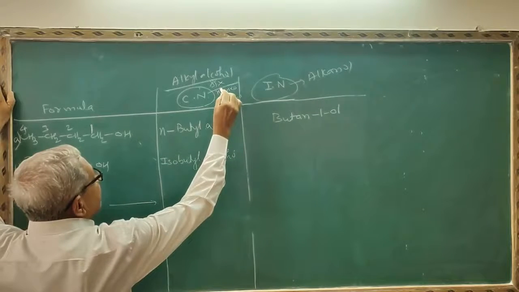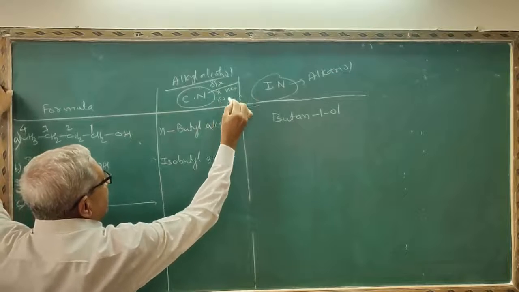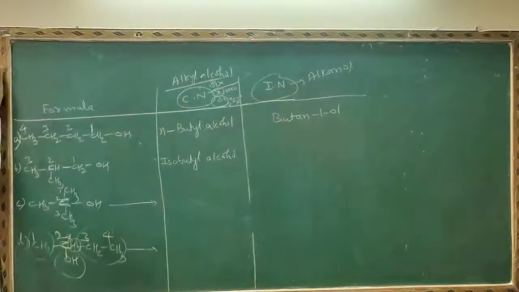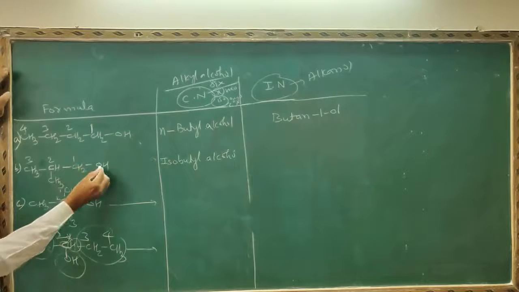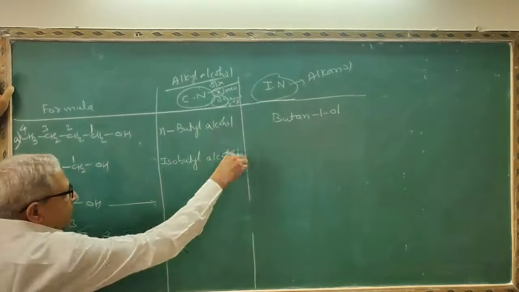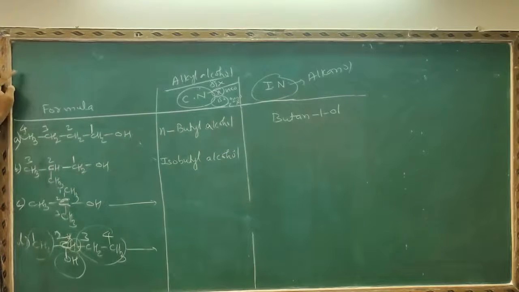And I was explaining here the six terms: N, iso, neo, primary, secondary, tertiary. We completed N and iso. Now see here, do the numbering 1, 2, 3. The OH group must get the smallest possible number. Therefore, the numbering from the right hand side is the correct numbering.